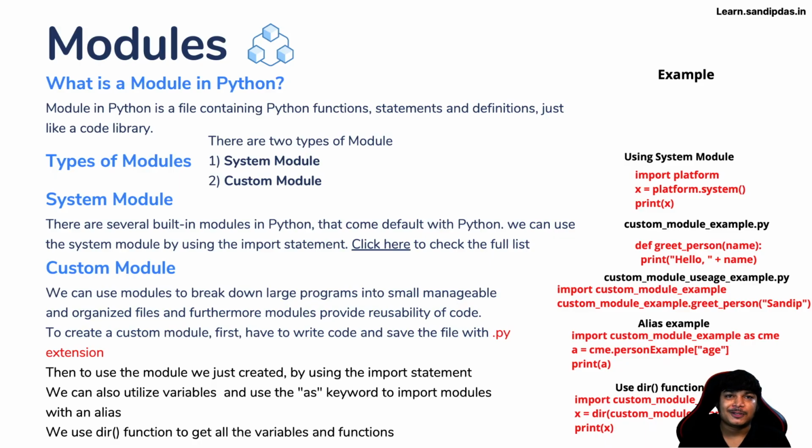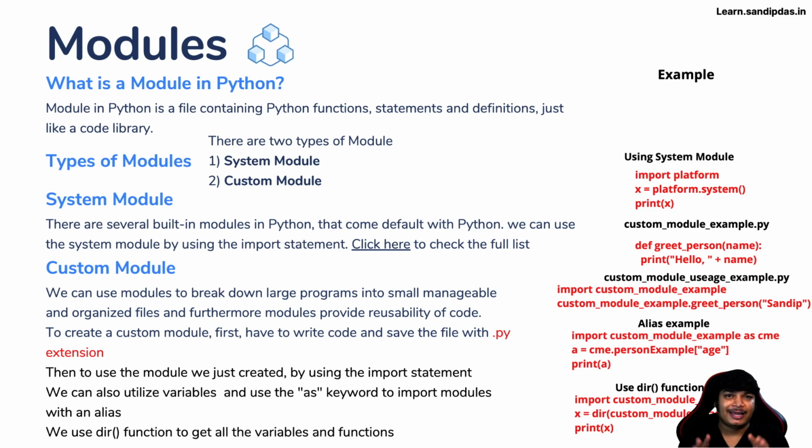Now let's learn about the custom module, and developing a custom module in Python is very easy. We can use modules to break down a large program into smaller, manageable and organized files, and furthermore modules provide reusability of the code. To create a custom module, first you have to write the code and save the file with a .py extension. Anyway, if you want to run a big chunk of Python code, you should write it in a .py file. And the examples I've shown all use Python files, right?